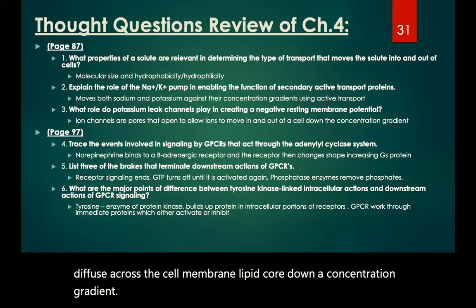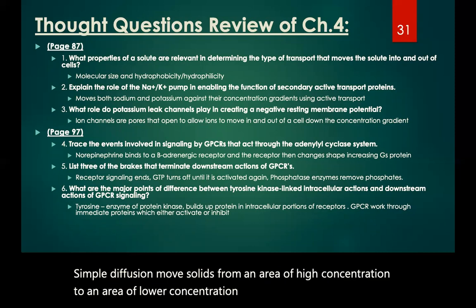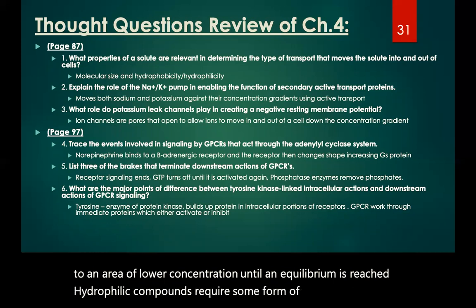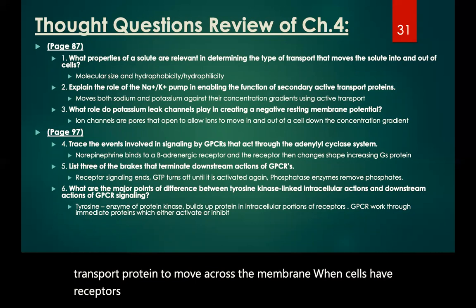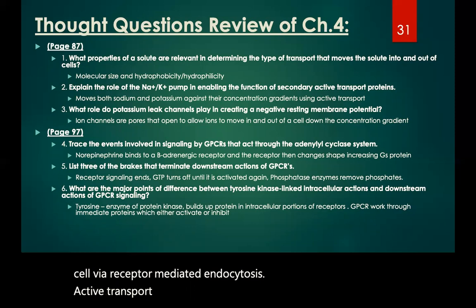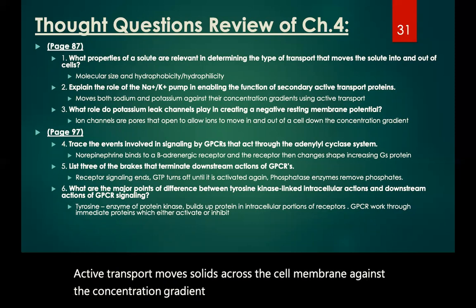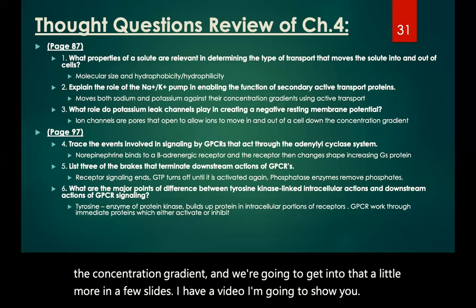Simple diffusion moves solutes from an area of high concentration to an area of lower concentration until an equilibrium is reached. Hydrophilic compounds require some form of membrane transport protein to move across the membrane. When cells have a receptor for a specific solute, then that solute can be taken into a cell via receptor-mediated endocytosis. Active transport moves solutes across the cell membrane against the concentration gradient. And we're going to get into that a little more in a few slides. I have a video I'm going to show you to really reinforce that.